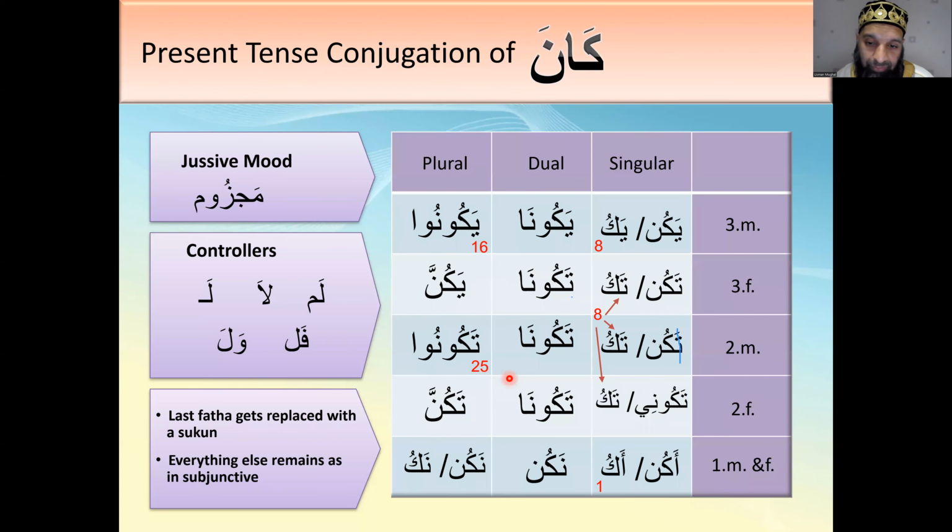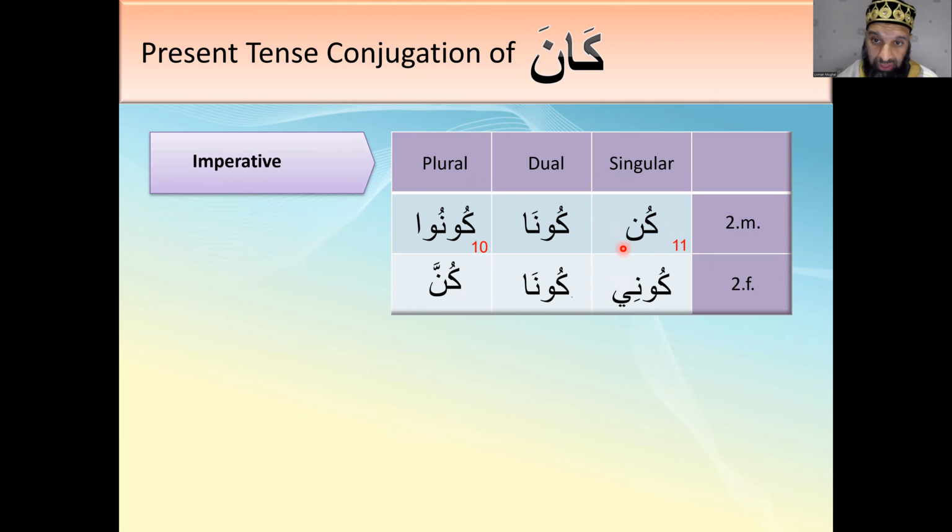Right. So, yeah. So when we apply that formula to all of these second person ones, you get this. Kun means, sorry, be. We're on be now, yeah? Kun means be. Kuna, you two, both be. Kunu, you all be. Kuni, to a sister, be. Kuna, you two, be. And kunna, to all of you women, you all be. So this is the imperative for kana.